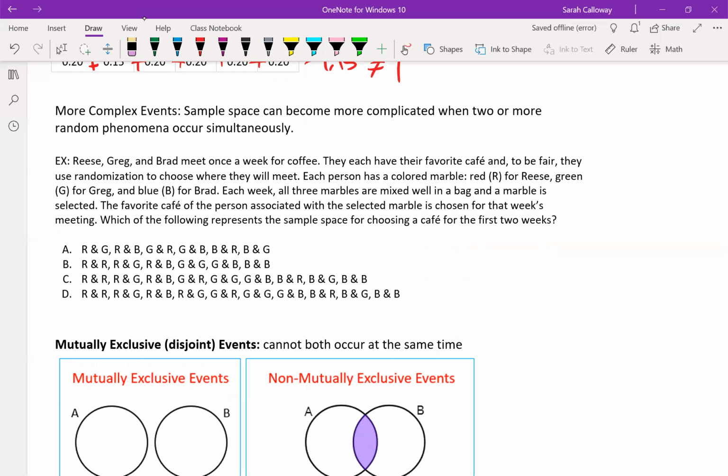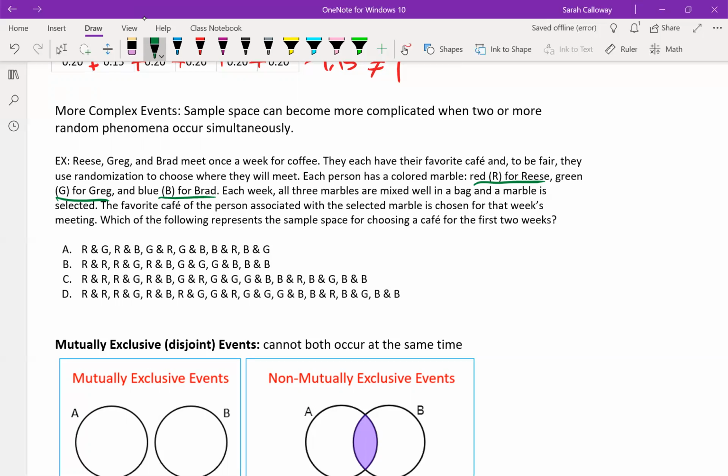So Reese, Greg, and Brad meet once a week for coffee. They each have their favorite cafe. And to be fair, they use randomization to choose how they will meet. Each person has a colored marble, red for Reese, green for Greg, and blue for Brad. Each week, all 3 marbles are mixed well in a bag, and a marble is selected. The favorite cafe of the person associated with the selected marble is chosen for that week's meeting. Which of the following represents a sample space for choosing the cafe for the first 2 weeks?